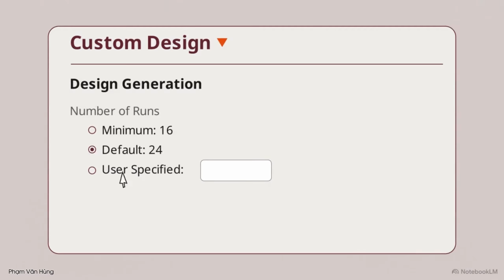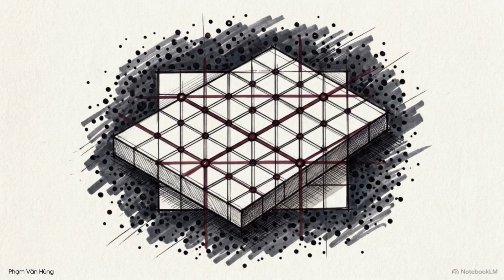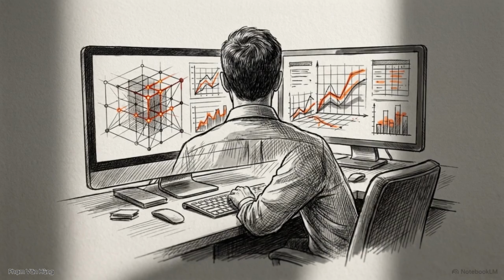Here is the crucial budget step. Under Number of Runs, override the default by typing exactly 40 into the user-specified box, then click Make Design. This generated data table displays our runs. Looking at the rows, we can verify that the software successfully built a matrix where each of our 5 raters evaluates exactly 8 unique wines. The platform just calculated over 1 billion possible combinations to output this flawless, constraint-perfect 40-run schedule.